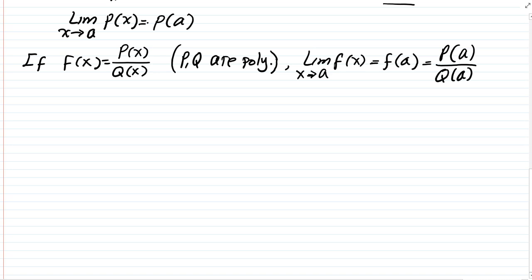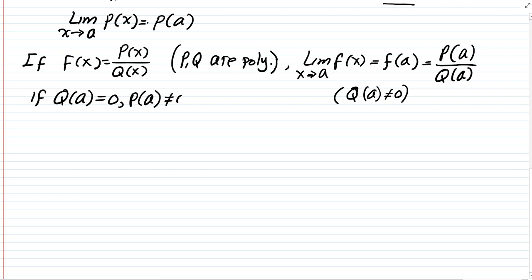Now again, anytime we have a division or a quotient, we need to safeguard against division by 0. So we're going to assume q of a is not 0. And also, if q at a is 0 and p at a is different from 0, in other words the denominator is 0 but the numerator is not, in that case the limit is the good old DNE, does not exist.